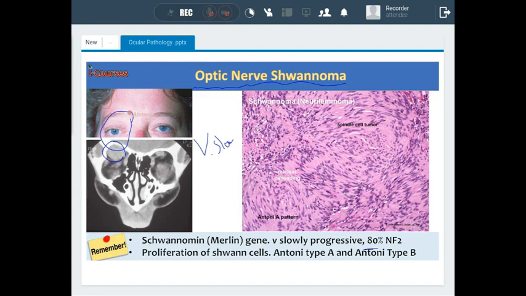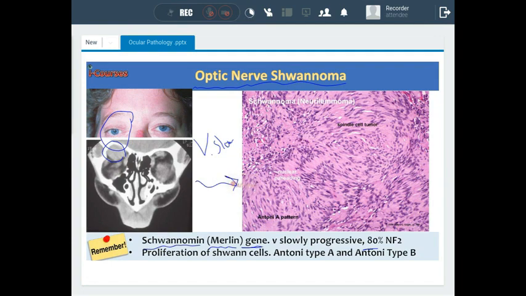This tumor is well circumscribed and encapsulated, and it presents in middle age. So it is not a tumor of childhood, it presents in middle age. This tumor can be caused by mutation of the schwannomin gene, or what's called the Merlin gene, which can occur in neurofibromatosis type 2. So if a patient presents with deafness and slowly progressive proptosis, think of neurofibromatosis type 2 and schwannoma.